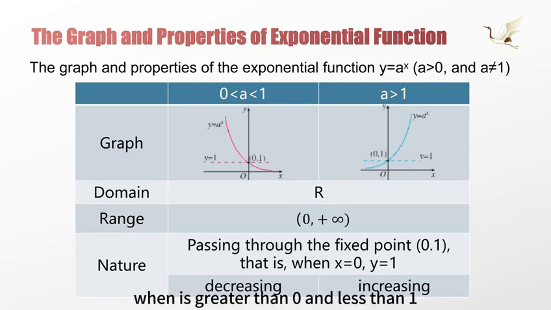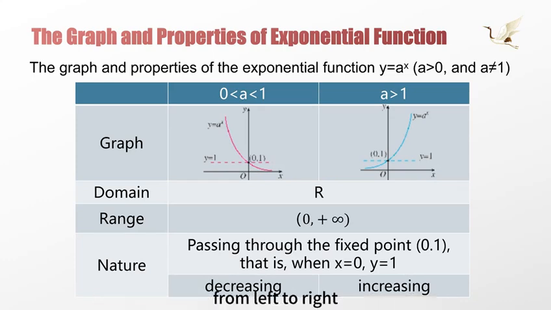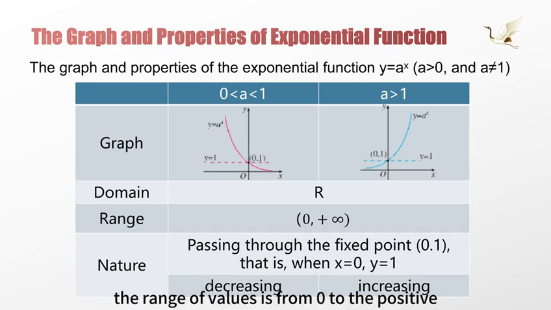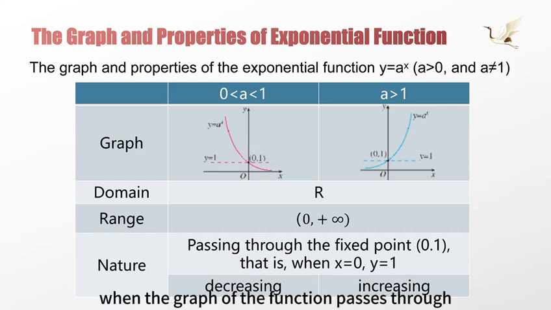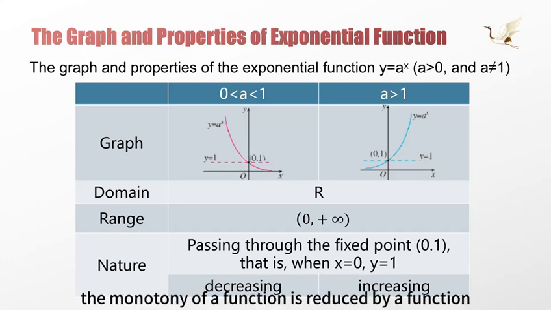When a is greater than 0 and less than 1, the graph of the exponential function decreases from left to right. Its domain is all real numbers R, and the range is the open interval from 0 to positive infinity. Regardless of the value of a, the graph of the function passes through the fixed point where x is 0 and y is 1. The monotonicity of the function is decreasing.